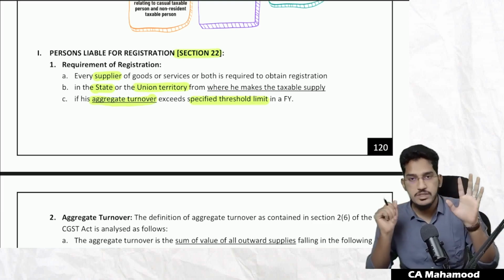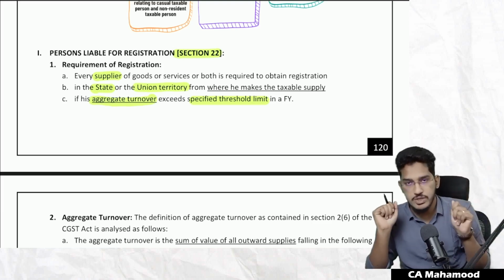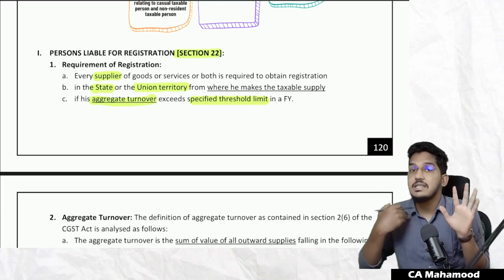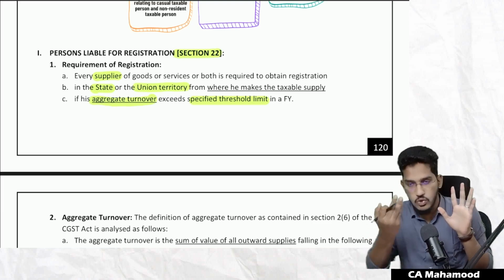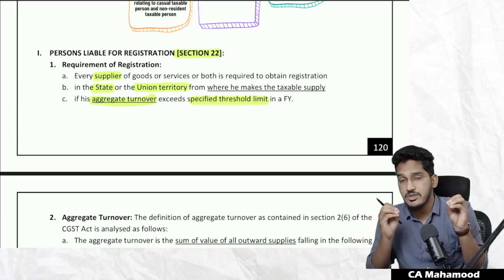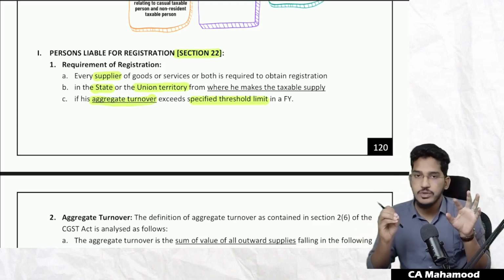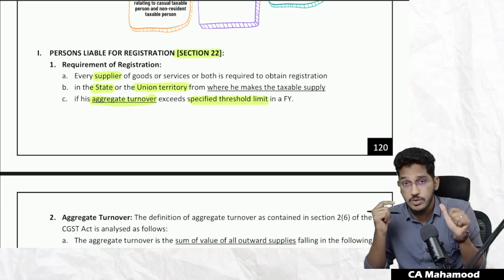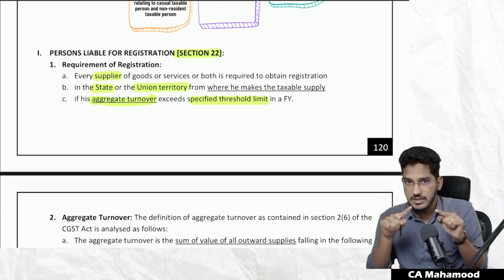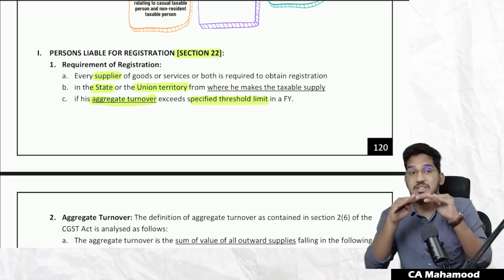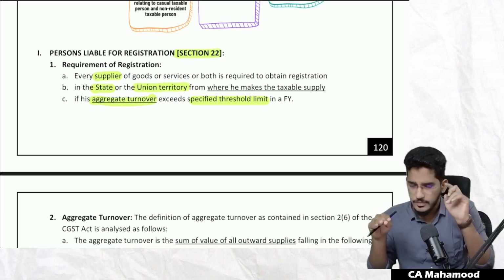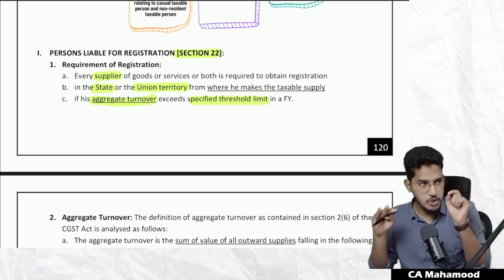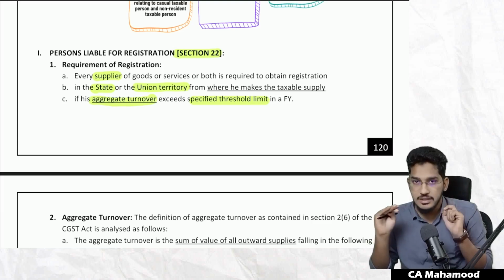So what does section 22 say? Who is required to obtain registration? The supplier of goods, the person whoever is making supply of goods or services or both. Where does he have to obtain registration? In every state or union territory from wherever he is making taxable supply. When is he required to obtain registration? If his aggregate turnover exceeds a specified threshold limit in a financial year, then he is required to take the registration.